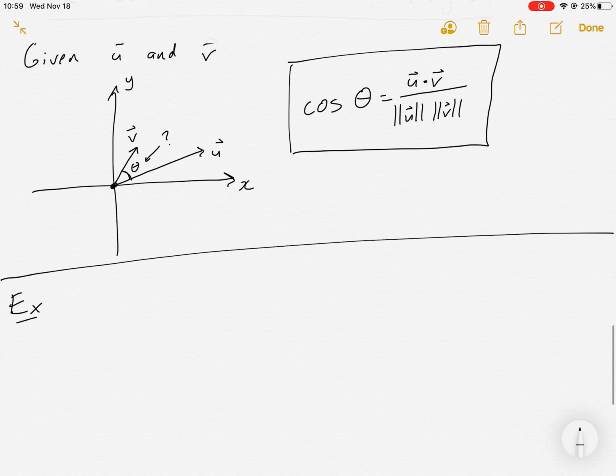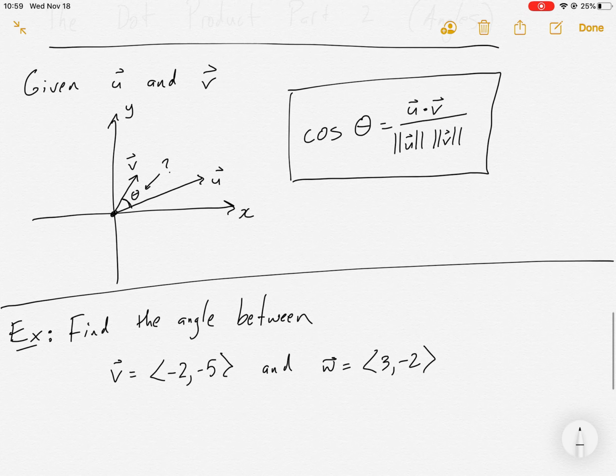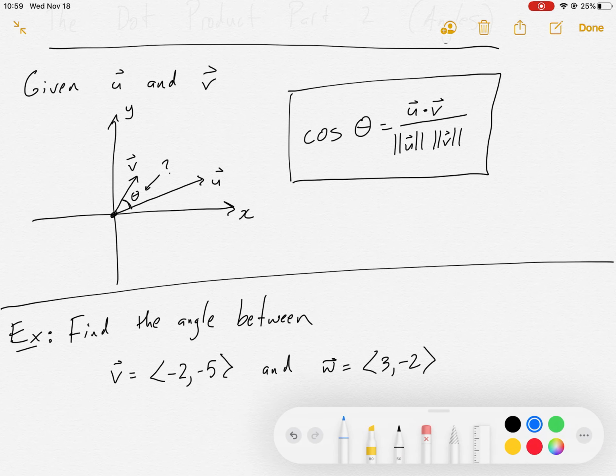All right, so we're going to go back to a couple of vectors we used in the first problem. We're going to find the angle between, let's go back to W and V. So V was -2, -5, and W was 3, -2. Once again, writing W in component form just to kind of match V. Okay, so V and W, those are different letters than my formula, but it still works out the same way.